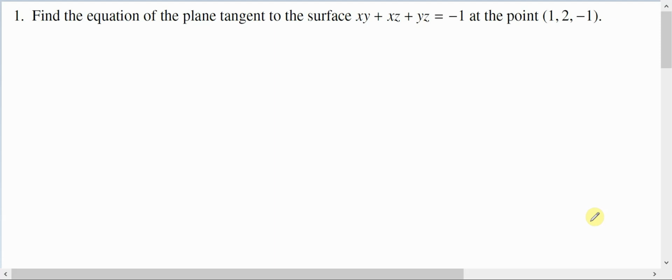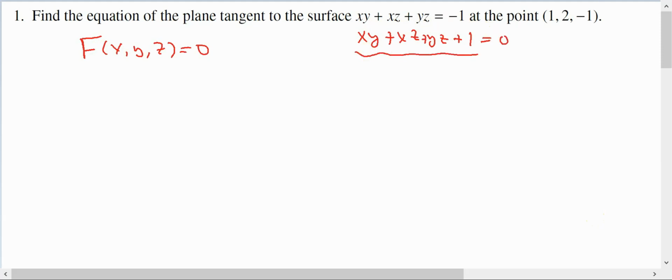First problem asks us to find the equation of the plane tangent to this surface at this point. Since it's not solved for z, you could solve for z, but that's going to give you a quotient, and you have to apply a quotient rule, which I don't want to do. But I can use the shortcut that says I'm just going to define this as f of x, y, z equals 0, where I bring this over and this becomes my f, plus 1. So this is my f.